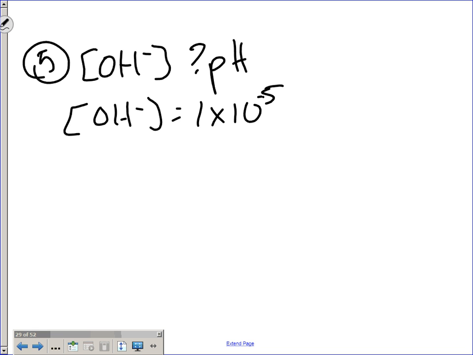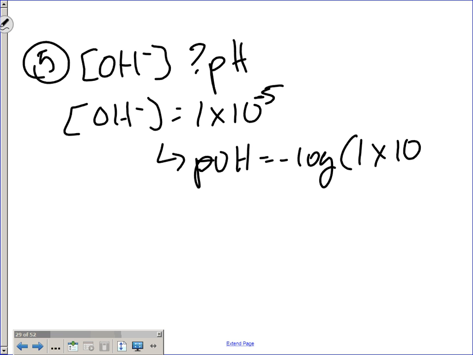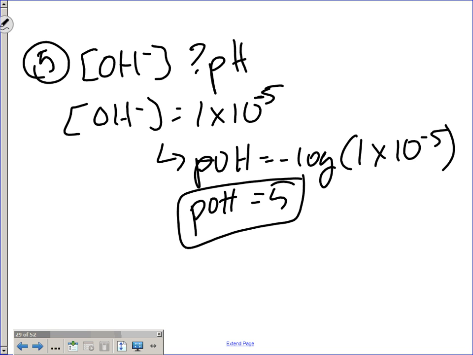When you plug this information into pOH, pOH is equal to the negative log of the OH concentration, so 1 times 10 to the negative 5th, that should be 5, pOH. So everybody, what's the combined equation for pH and pOH? Emily? Okay, so pH plus pOH is equal to 14. You see 14 come up quite a bit. Why is that number relevant?